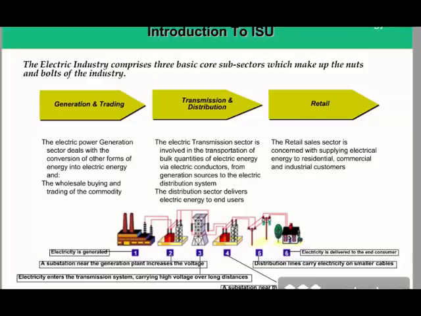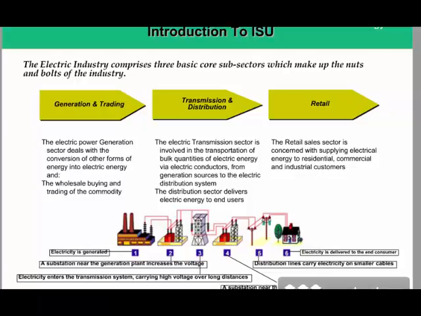This is like the bird's eye view of what the electric industry comprises of. So basically, the electric industry comprises of three core subsectors. The first one is generation and trading, the second one is transmission and distribution, and the third one is retail and supply.